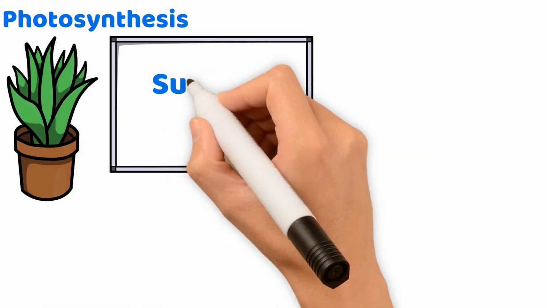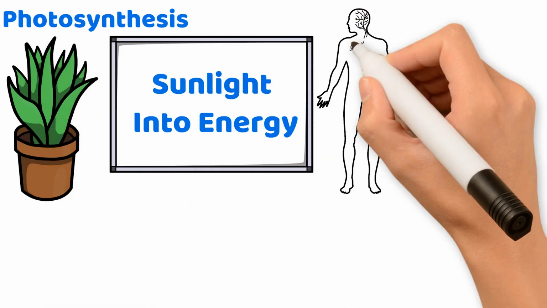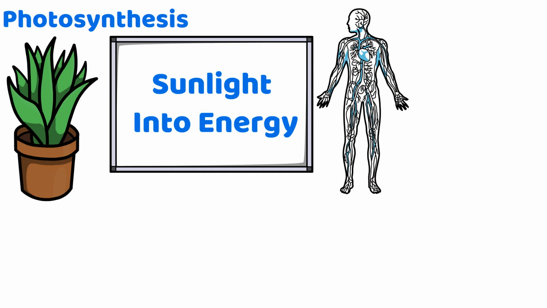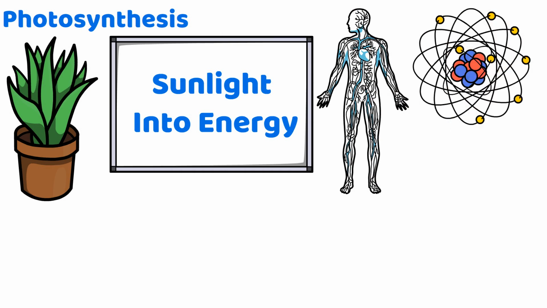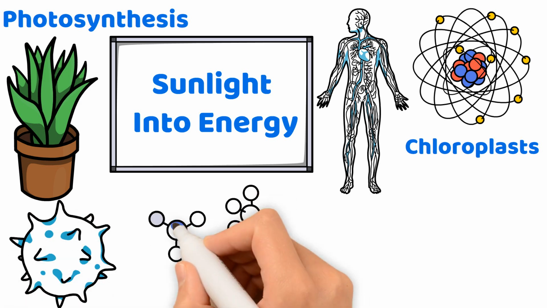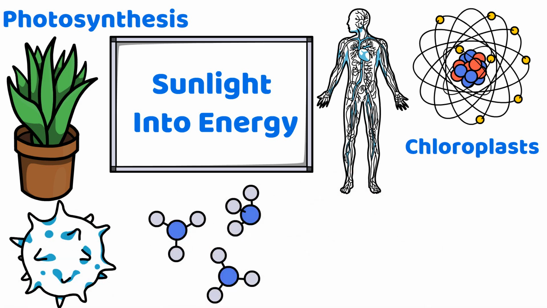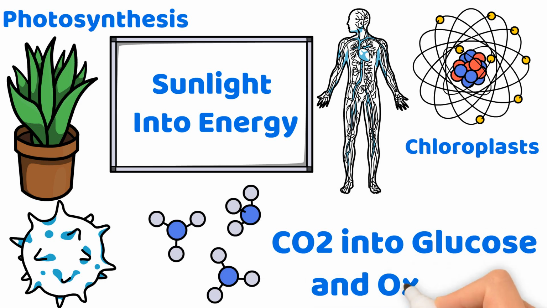Now, let's shine some light on photosynthesis. This process is not just about plants turning sunlight into energy. It's the foundation of life, providing oxygen and food to almost every ecosystem. Chloroplasts in plant cells capture sunlight, sparking a series of reactions that transform water and CO2 into glucose and oxygen.